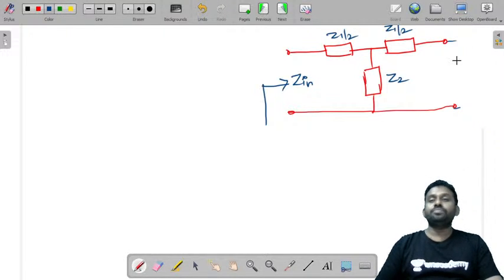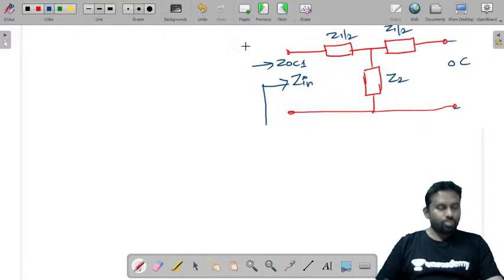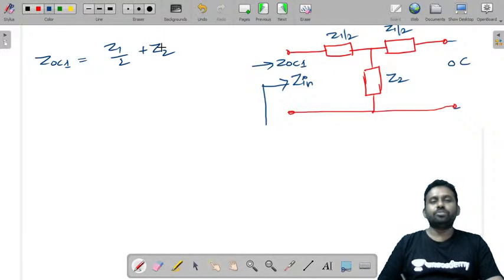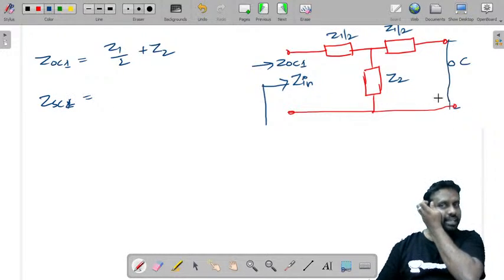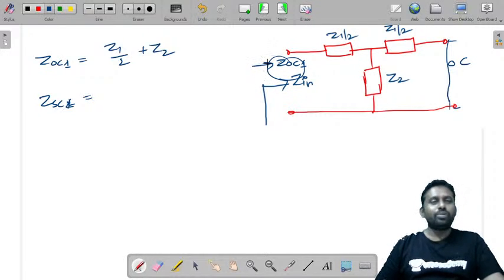We'll find what is ZOC1. Open circuit ZOC1 is equal to Z1 by 2 plus Z2. Now what is ZOC2? Now if you just take it in the reverse way, if you open circuit this, for that let me write ZSC1. Short circuiting this port and finding the impedance at this port, what will happen?